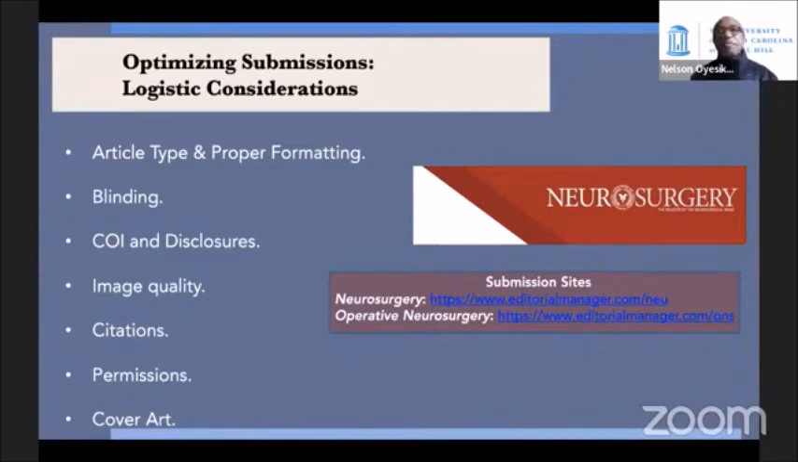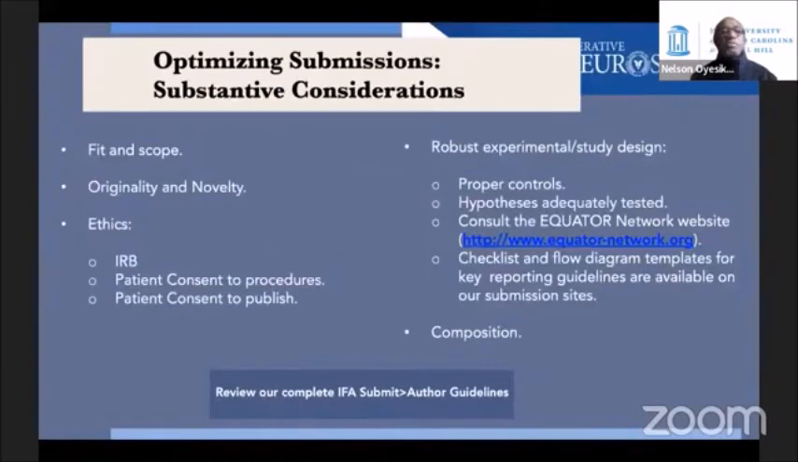Again, if you're putting in pictures, photographs, surgical videography, quality is very important, resolution is very important, and so on. Materials should be cited, particularly if they belong to other people, with all the relevant permissions and so forth. And for journals that use cover art, if you want to have cover art, you may want to send that in as well.